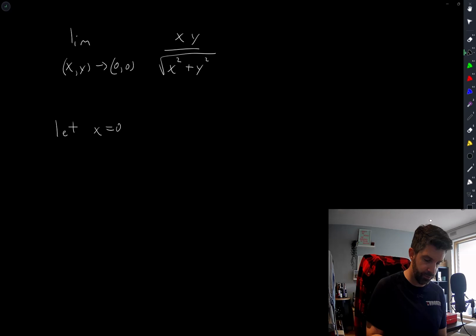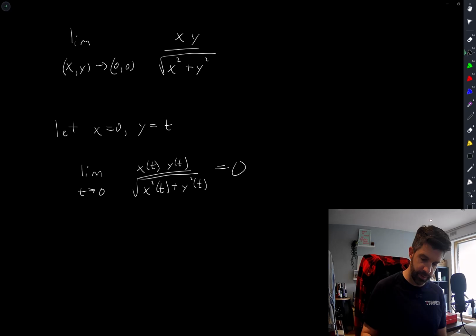let x equal 0 and y equal t, so a parameter. Then I of course have, if I take a limit as t approaches 0 of, let's call it x of t, y of t divided by x squared of t plus y squared of t. This is equal to 0 because the numerator, this quantity, is always equal to 0. So along that curve, that's basically approaching the origin along the y-axis from above.